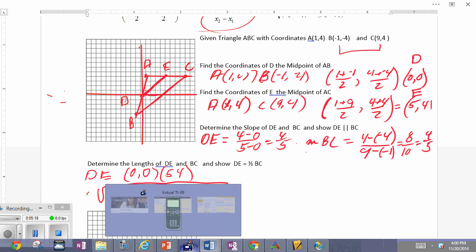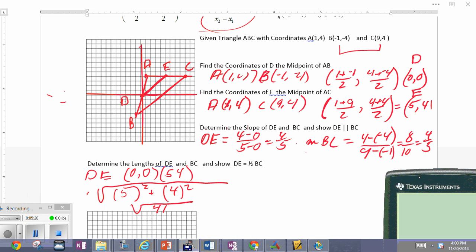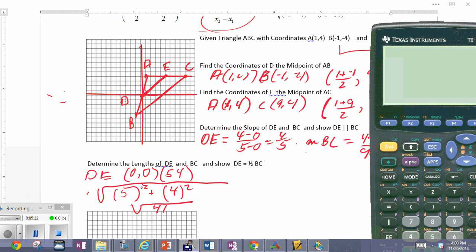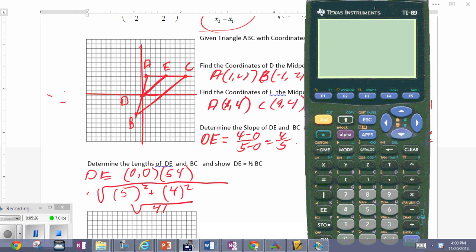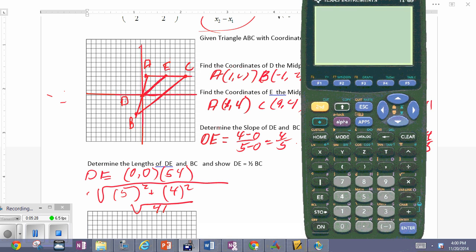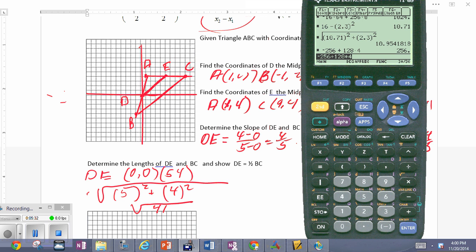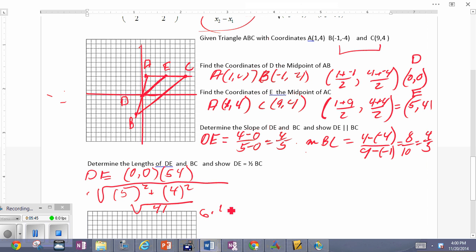So let's bring up the calculator. Square root of 41. Let's make sure that's correct again: 5 squared is 25, 4 squared is 16, so I need the square root of 41. Okay, so here we go. The square root of 41 is equal to 6.4. So that's 6.4.